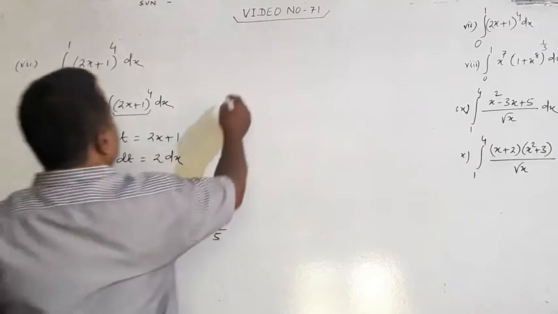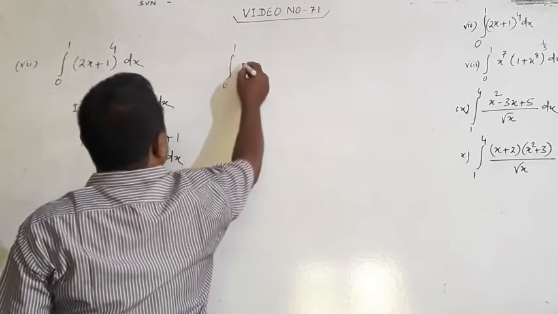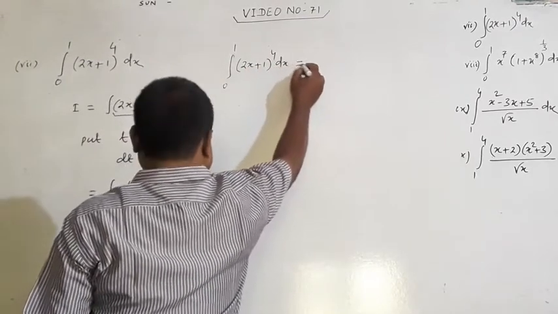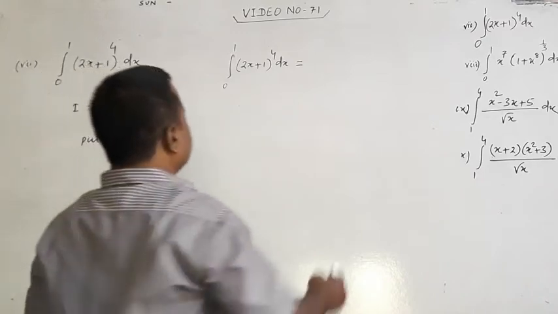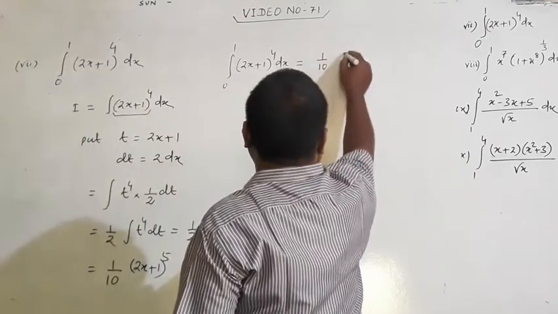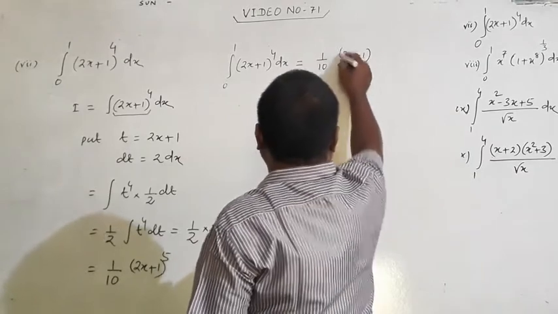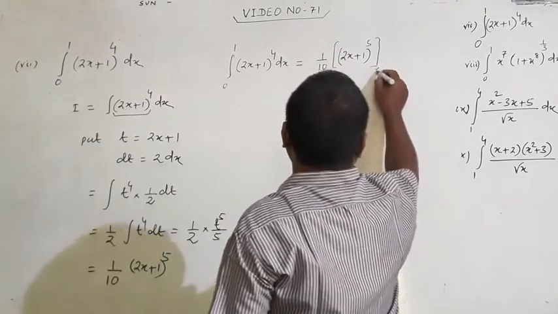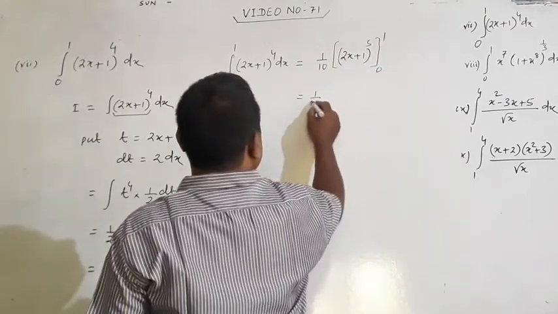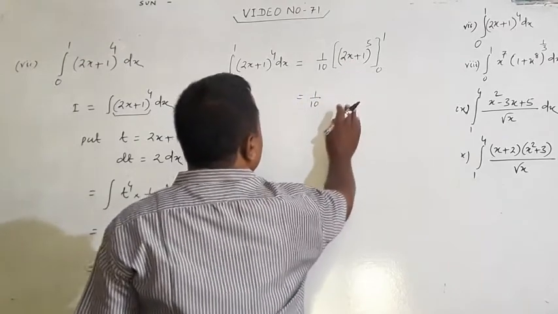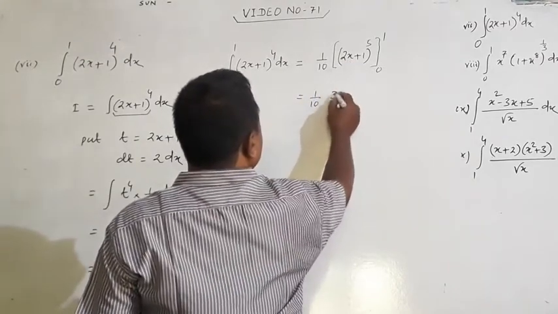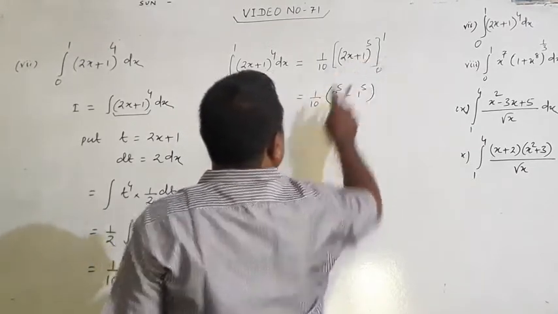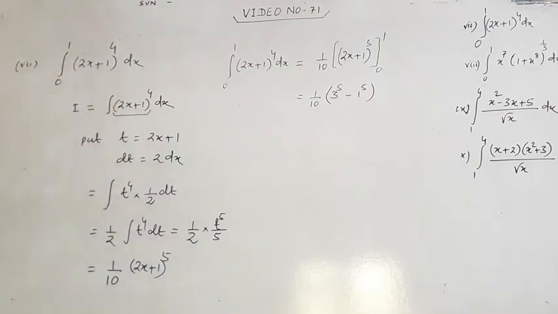Then what you will do? Then you have to just write like this: the integration from 0 to 1 of 2x plus 1 dx is equal to 1 by 2 will go outside. You just put 1 by 2 here. Write (2x plus 1) to the power 5, then put your limit 0 to 1. When you put 1, you will get 3 to the power 5, minus 1 to the power 5, because when you put 0, you will get 1 to the power 5.